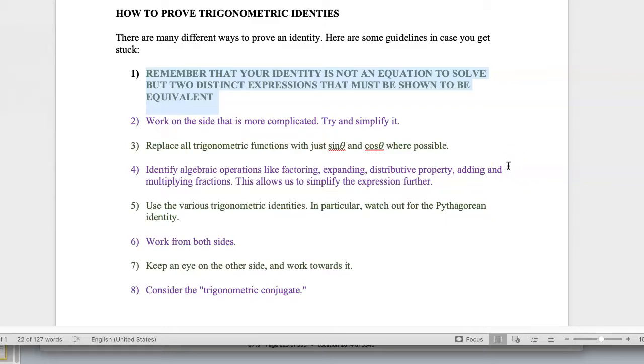That doesn't always work. Sometimes instead you want to focus on other operations that need to be factored. Or is there anything that could be expanded? Distributive property, can I add or subtract or multiply any fractions together? Anything that's algebraic can help simplify an expression further. And this is also where I actually see a lot of students having difficulty. It's not so much that the proofs themselves are as problematic as the algebra involved. And it could be the anxiety about the proofs that's causing this to happen, but a lot of students are making a lot of algebra mistakes, and that's why their proofs are incorrect.